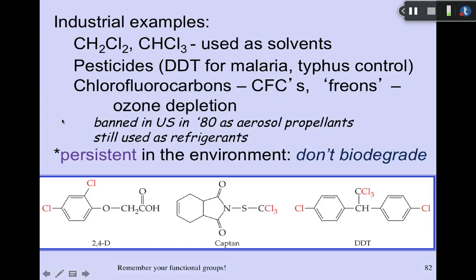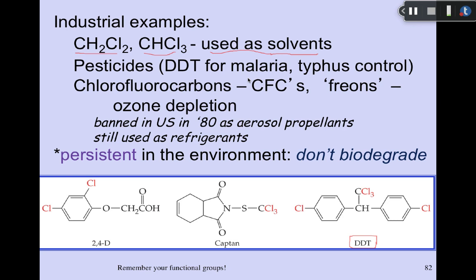All right, past that, there are industrial examples, many years worth of use as solvents with chlorinated and halogenated compounds. Dichloromethane is the first one, and trichloromethane, like we mentioned earlier, are used as solvents. And there are examples where chlorinated compounds have been used as pesticides. DDT, which is shown at the lower right in the diagrams on this slide, was used to try to combat malaria and typhus and the mosquitoes that transmitted it.